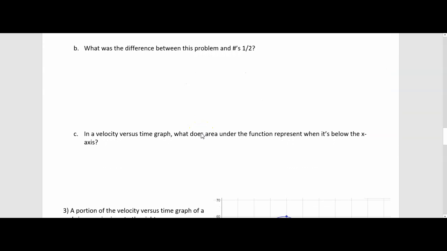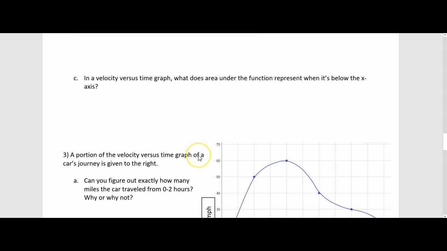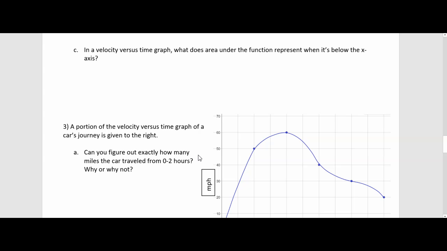I think we kind of already discussed the differences between the mouse problem and the other two problems. The mouse problem, the function dipped below the x-axis. So some of our areas ended up being negative, which made our total, net, and displacement different values. Part C, we've also talked about. In a velocity versus time graph, what does the area under the function represent when it's below the x-axis?